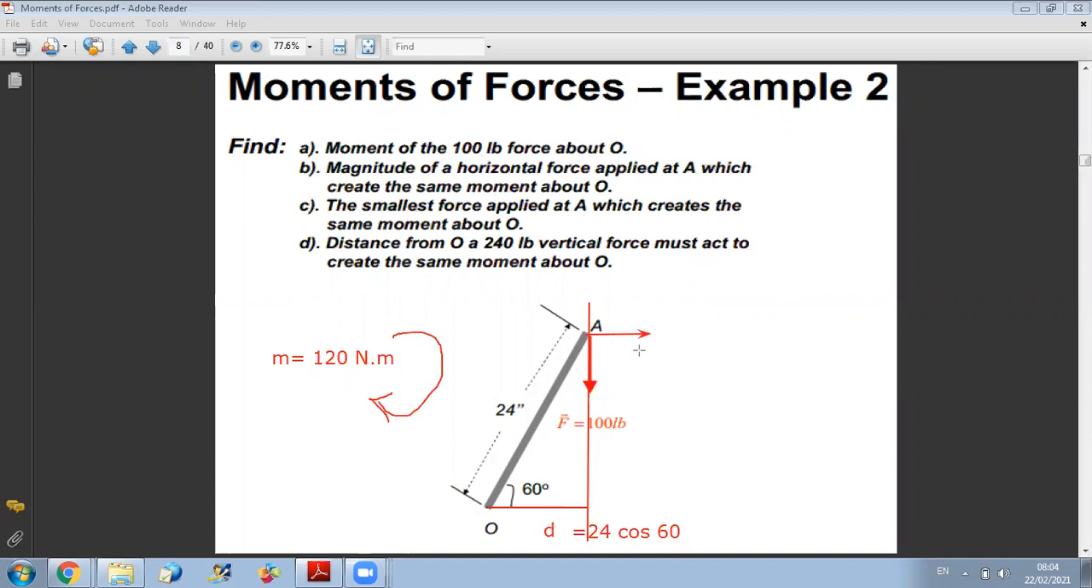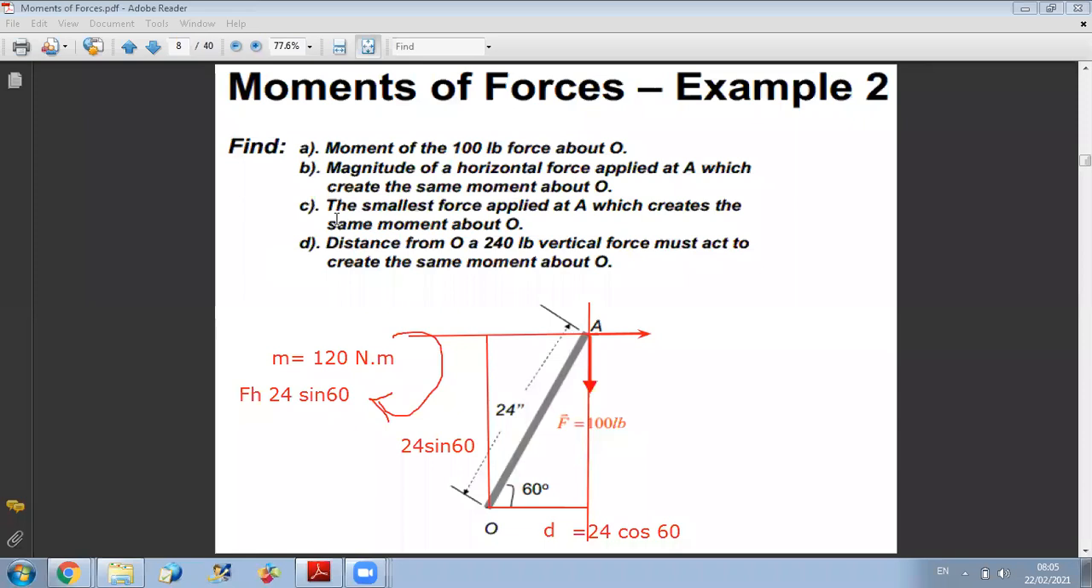Exactly, the distance. So now I draw the line of action of the force, and I take the perpendicular from O towards this line of action. Okay, I have this perpendicular distance is 24 sine 60, and then I multiply 24 sine 60 times F should give me 120. I can get what should be the horizontal force F_H times 24 sine 60 should give me 120. I can find what is the magnitude of this force.